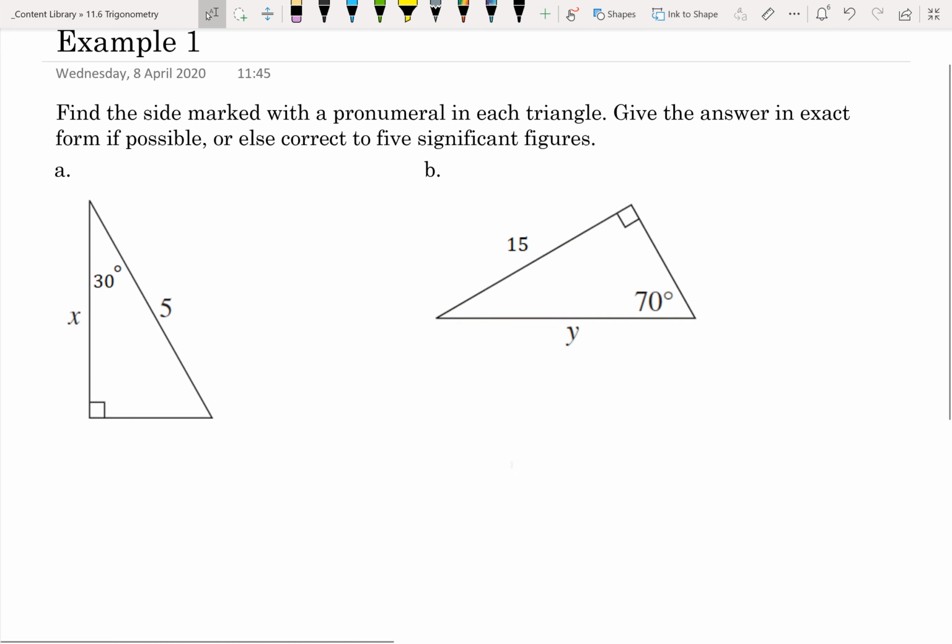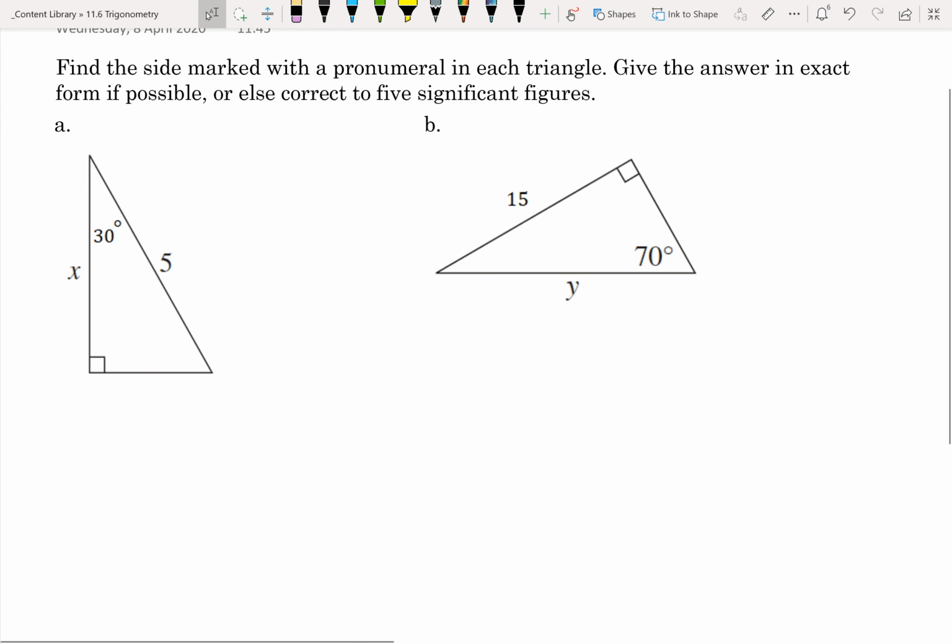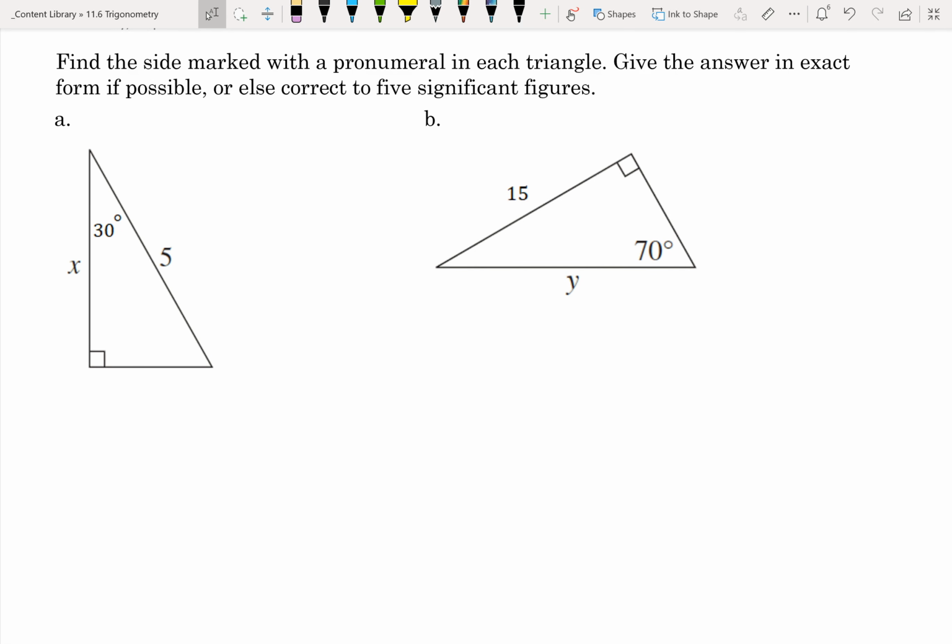But let's solve these as is. So part A, we're going to find the side marked with the pronumeral in each of these triangles. We're going to leave this one in exact form. Okay, we've got 30 degrees. So think quickly back. 30 degrees is one of our exact values, so 30, 45, 60. It's one of those three. So we're going to be using an exact value somewhere.